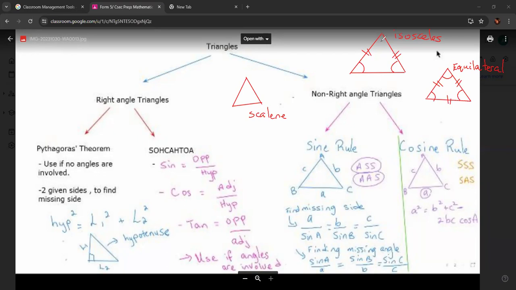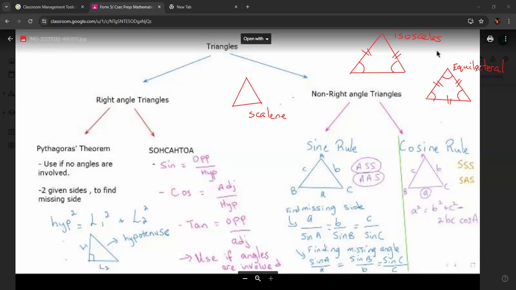Sometimes they might ask us for the names of the triangles. If they do, you must be able to name them correctly. So two same sides and two same angles, isosceles. All three sides and all three angles equal, equilateral.